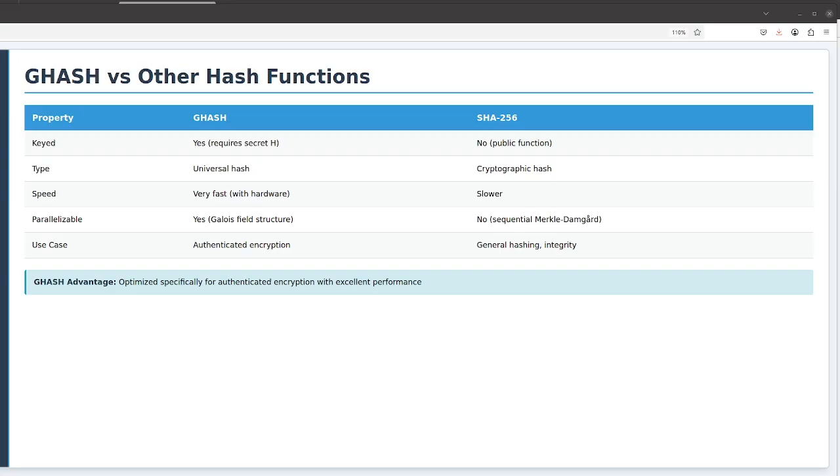However, GHASH is not a general-purpose hash function. You would not use GHASH for things like password hashing or content addressing where SHA-256 excels. GHASH is specifically designed for authenticated encryption in modes like GCM, and it is optimized for that use case.